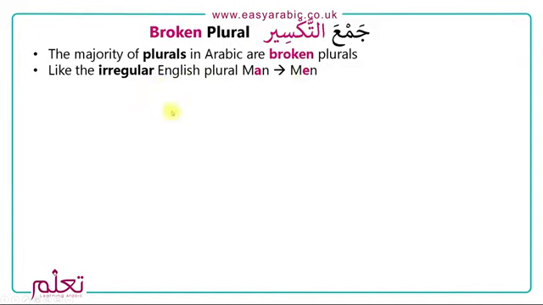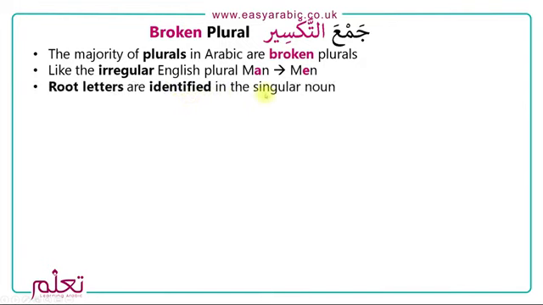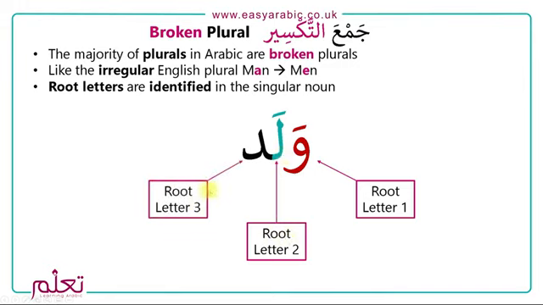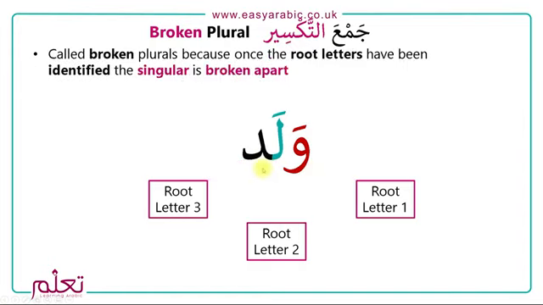What happens is root letters are identified in the singular noun. So here we've got the word walad. So we identify, here we can see waw is a root letter, then lam is a root letter, and then the dal is a root letter. So we identify the root letters. And then it's called broken plurals because these three letters are broken apart. So they're called broken because once the root letters have been identified, then the singular is broken apart.